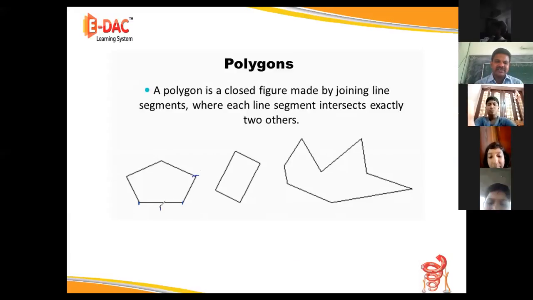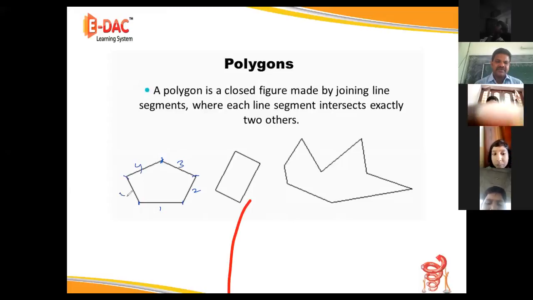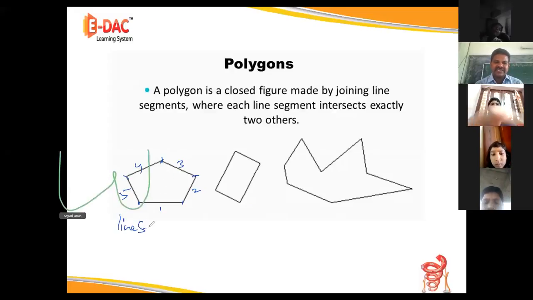Okay, this is one. And this is two. And from here to here, this is three. And here, this is 4 and 5. Altogether, how many are there? There are 5 line segments. That means 5 sides.